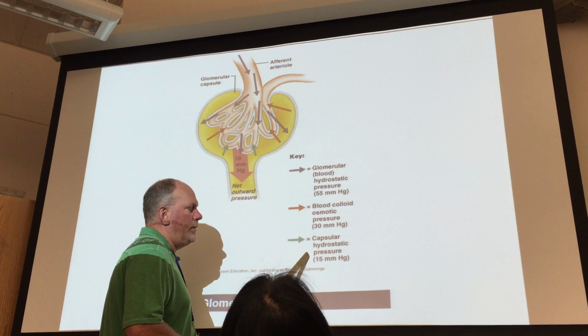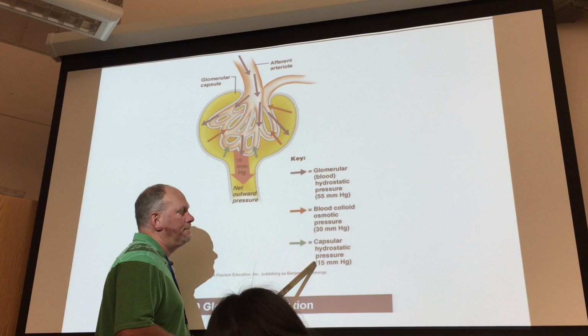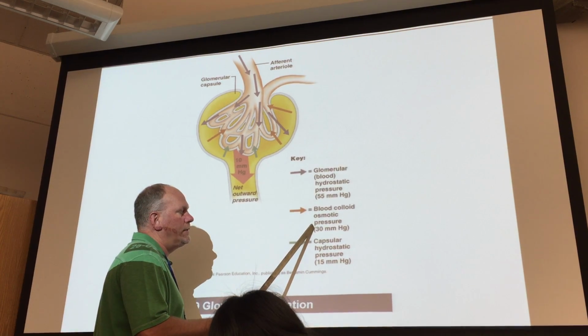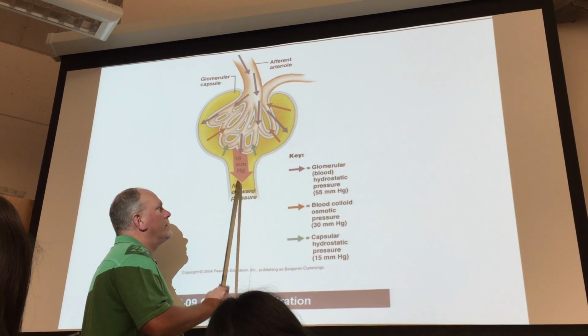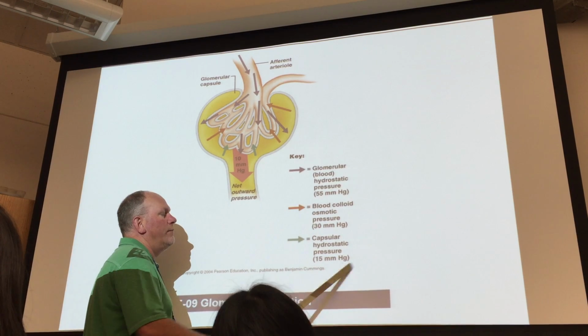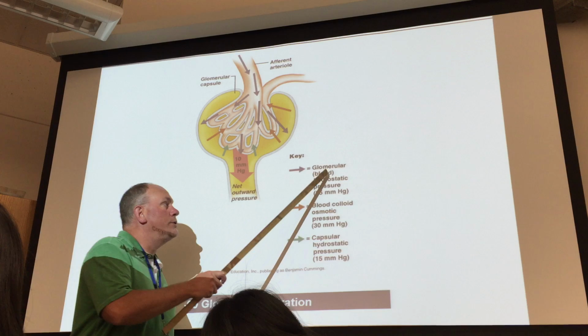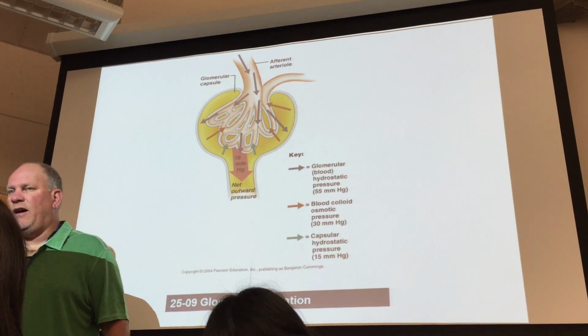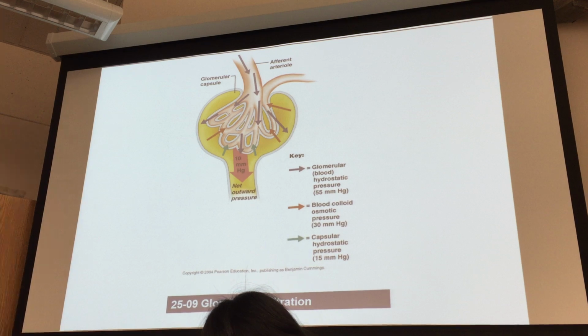Capsular hydrostatic pressure is doubled, so make that 30. It's a negative pressure. That's a negative pressure. That's a positive pressure. Hydrostatic pressure is doubled. We now have negative pressures that total 60 versus blood pressure, which is 55. Filtration stops. You guys get that?